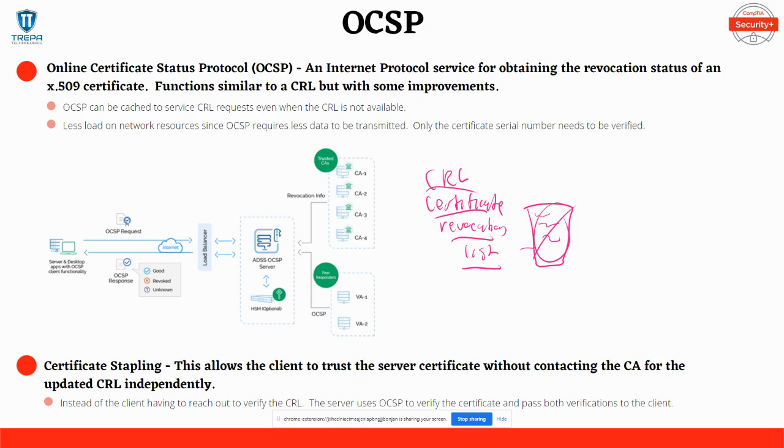Certificate stapling allows the client to trust the server certificate without contacting the CA for a certificate revocation list. Certificate stapling also increases the speed at which a client can verify the validity of certificates. So when a server needs to form a trust relationship, they're going to check the CRL first to make sure that the certificate is valid. Well, certificate stapling allows you to trust the server without referencing the CRL from the certificate authority.